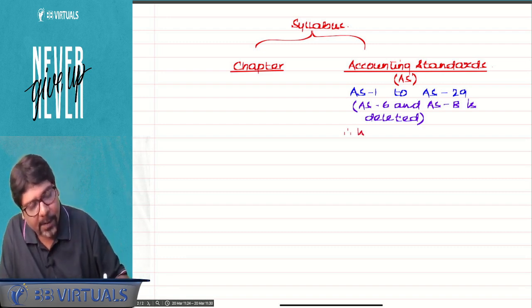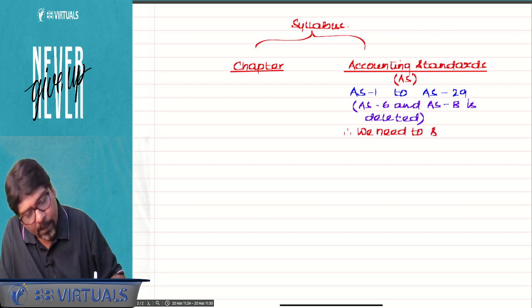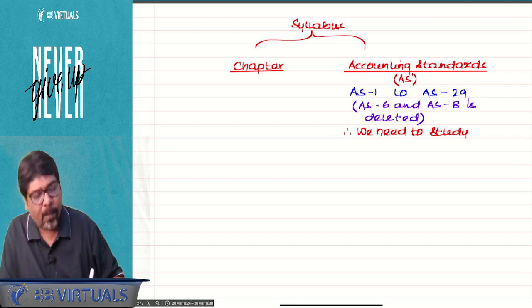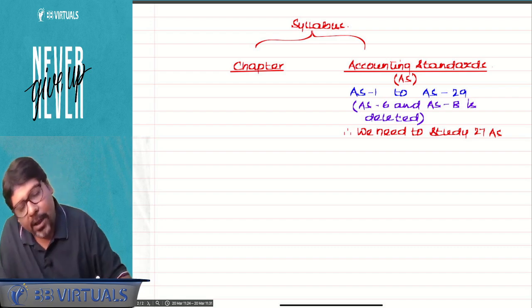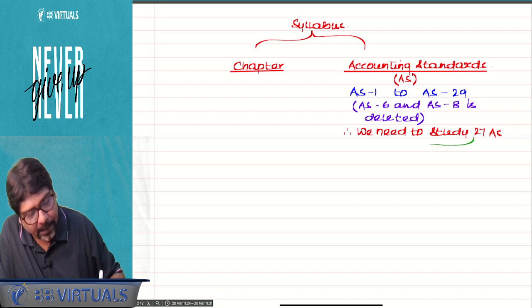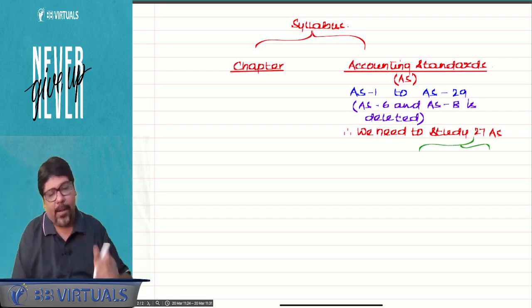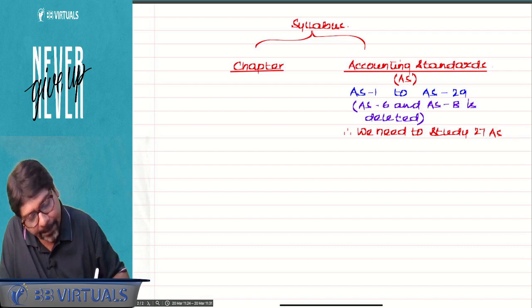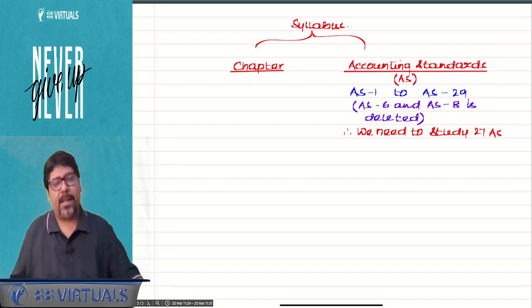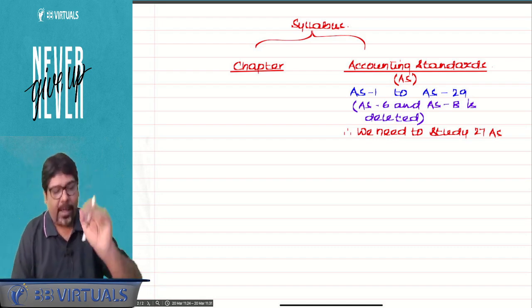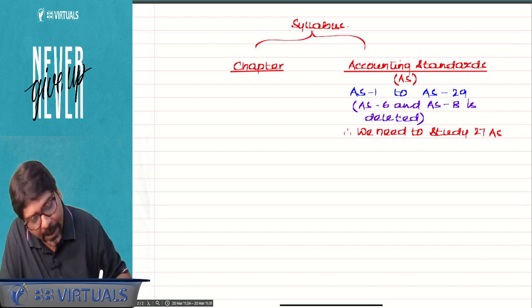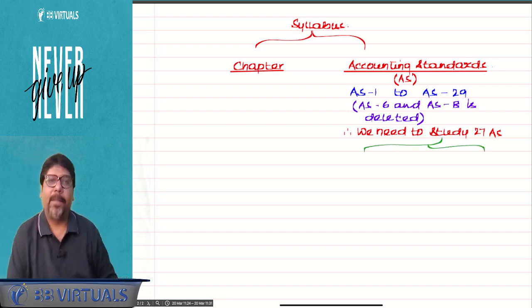Therefore, we need to study how many? 27 accounting standards. We need to study 27 accounting standards. So all 27, yes. Now, but what is the weightage? That also I know. Let's divide the 27 accounting standards into two parts.